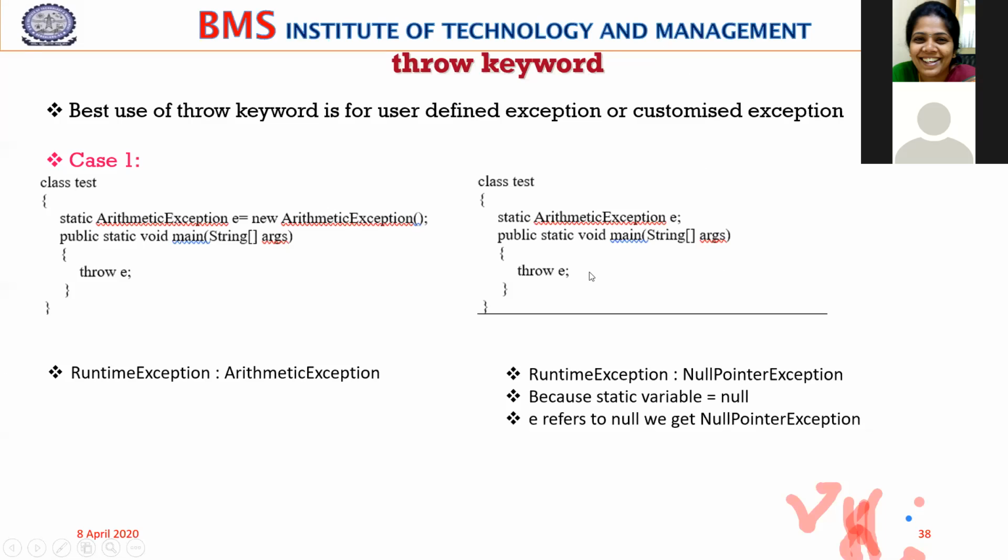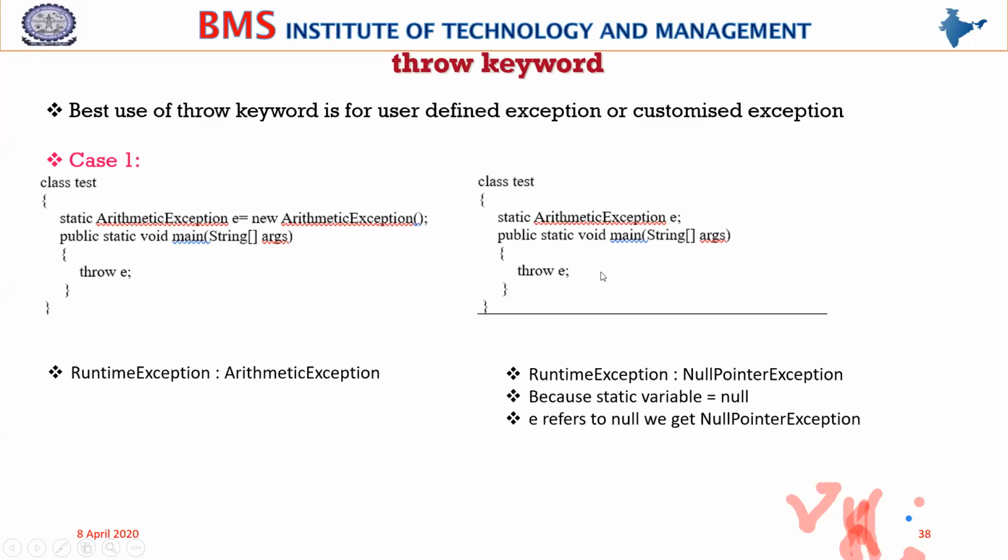So now I am doing throw e. What does throw e do? It means I'm handing over this particular exception object explicitly to the JVM here also, but the type of exception that gets displayed on the screen is NullPointerException. The reason I'm getting NullPointerException is that I have not assigned e to any object. I have only declared the reference variable.